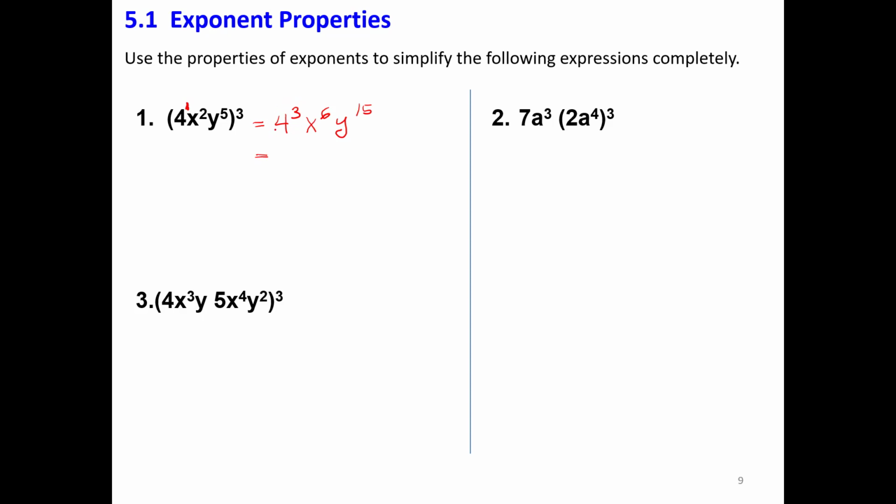We need to solve 4 to the third. I will just write here. Remember, 4 to the third is 4 times 4. And 4 times 4 is 16. 16 times 4 is 64. And this is 64. X to the 6, Y to the 15. And this is the answer. Yes. Then 4 to the third is not 12, 4 to the third is 64.